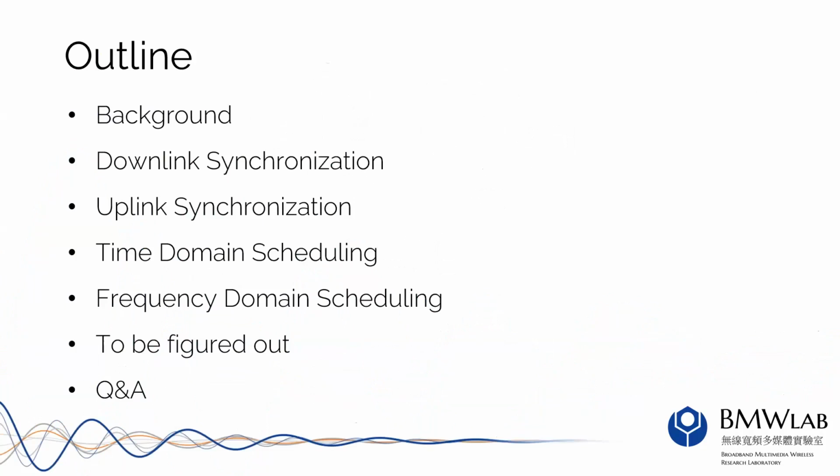Okay. And this is the outline for today's training course. The first part I will introduce the background of the MAC Scheduler. I will also introduce how to do the downlink synchronization for 5G NR and how to do the uplink synchronization for 5G NR. And I will also introduce how the scheduler does the time domain scheduling and how the scheduler does the frequency domain scheduling. And the last part will be something I haven't figured out. Okay, and I will start my training course.